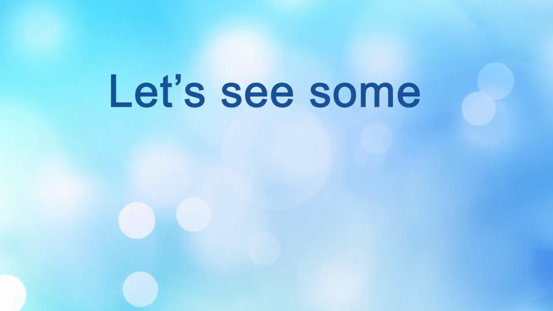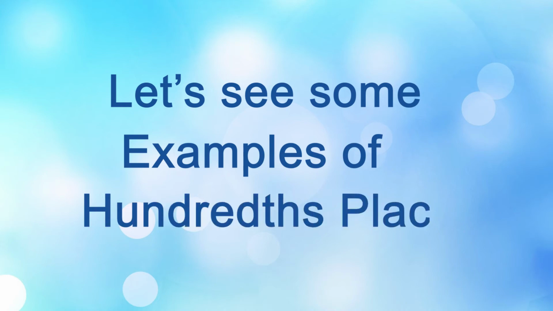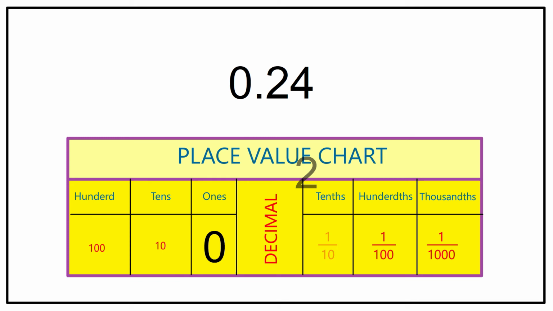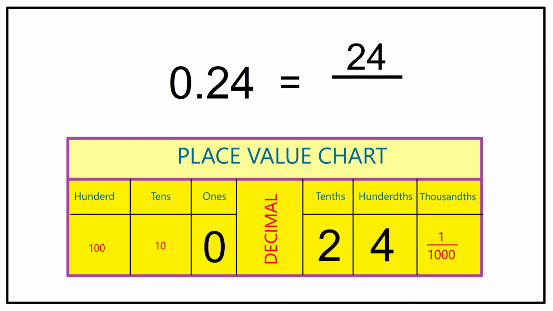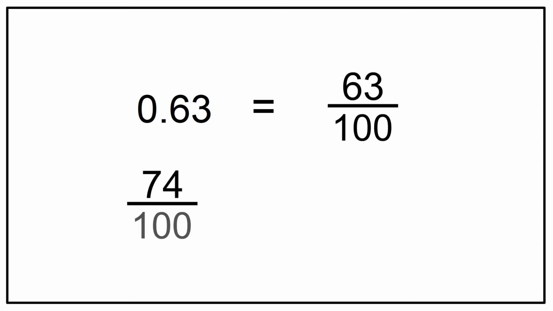Now let's see some examples of hundredths place. 0.24 in decimals will be placed in the place value chart as 0.24, and you can write this as 24/100. If you have 0.63, it will become 63/100. If you have 74/100, then this will become 0.74.